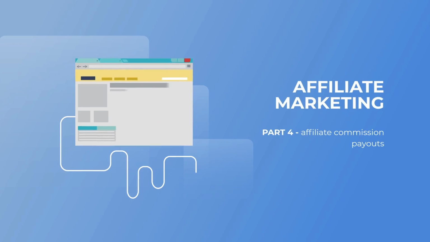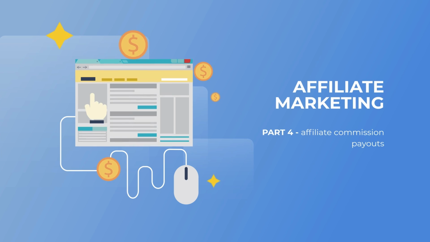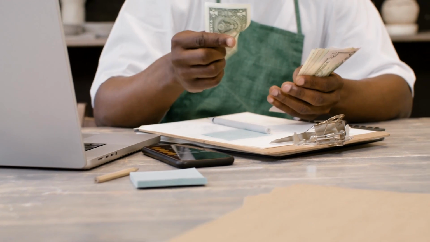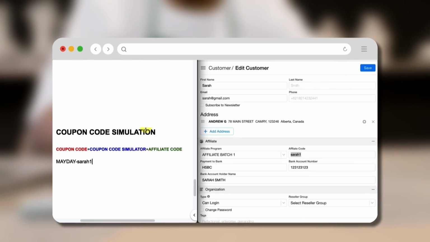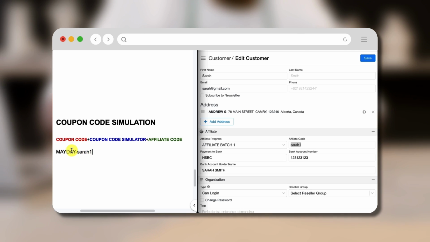This video is the fourth part of our affiliate marketing tutorial series. In previous videos, we discussed setting up the affiliate program and creating affiliate links and coupon codes. Now we'll discuss affiliate commission payouts.